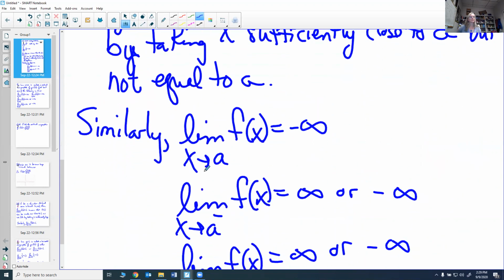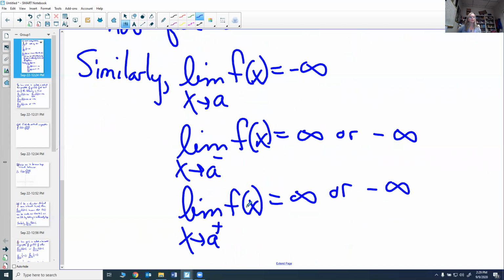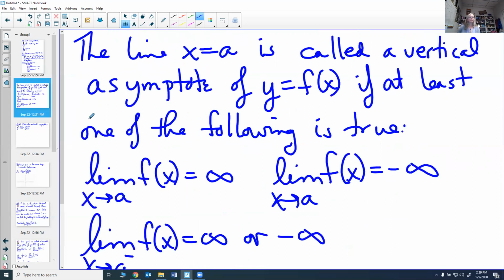Similarly, you can talk about the limit as x goes to a of f of x being negative infinity, or the limit as x goes to a from the right being infinity or negative infinity, or from the left being infinity or negative infinity. So you can do both of those. This allows us to talk about a line called x equals a. It's called a vertical asymptote of y equals f of x if at least one of the following is true.